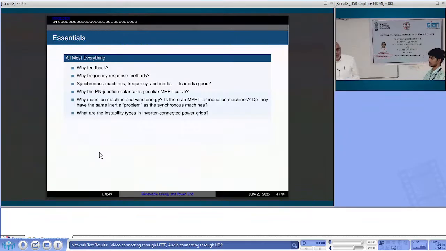Now, how many are PhD students? 1, 2, 3, 4. Okay, 5. And how many are faculty? Okay, 4, 5. That's good. Thank you very much. And how many from outside Nagpur? Oh, quite a few from outside Nagpur. So welcome. Welcome for taking the trouble.